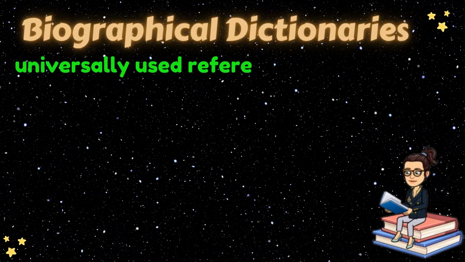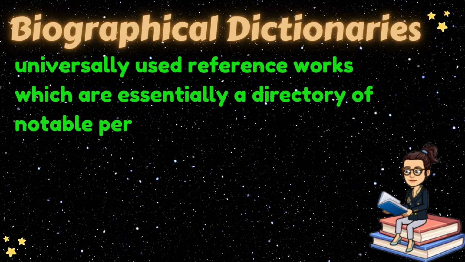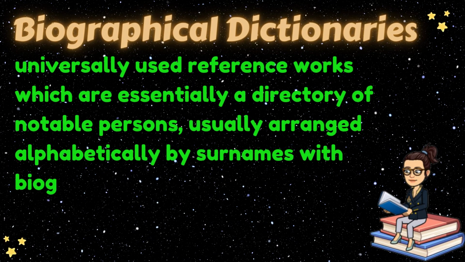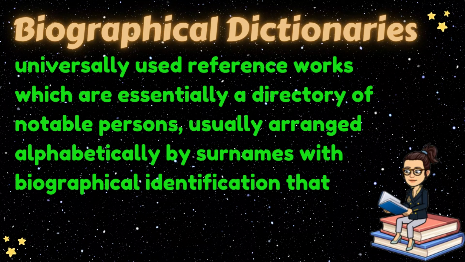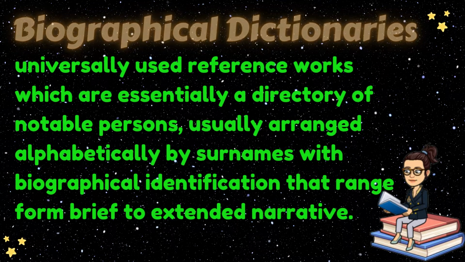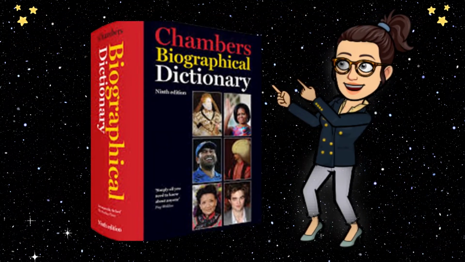Another example of biographical sources is biographical dictionaries. Universally, it is used as a reference work which is essentially a directory of notable persons, usually arranged alphabetically by surnames, with biographical identification that ranges from brief to extended narrative. One of the examples is the Chambers Biographical Dictionary.